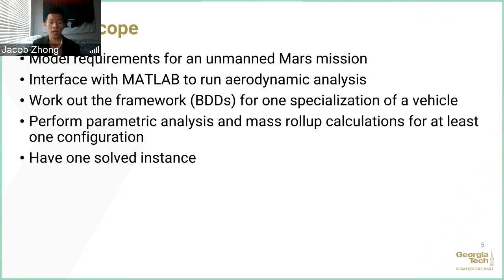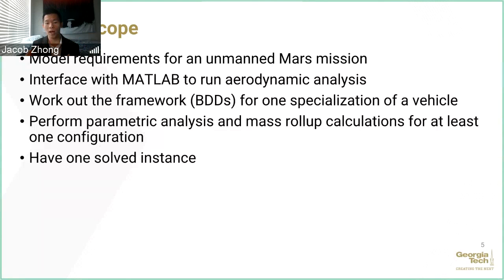And then after that, I had to perform parametric analysis and mass rollup calculations for at least one of those architectures. And finally, have one solved instance, where an instance is just the model, but with specific values and a specific architecture. So within that instance, you have these given inputs, and then through that parametric analysis, you create outputs for that specific instance.